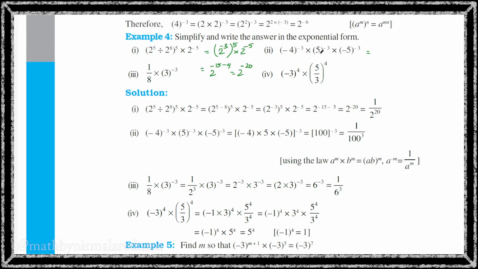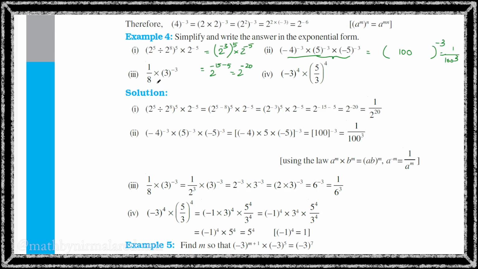Now here if you look at the exponent over here, it is the same and the bases are different for all the three. So what we are going to do is use the fourth law, and you're going to have exponent minus 3 and multiply all these three bases. Minus 4 into 5 into minus 5, which is nothing but 100. So the answer is 100 to the power minus 3, which will be 1 by 100 cube, right?